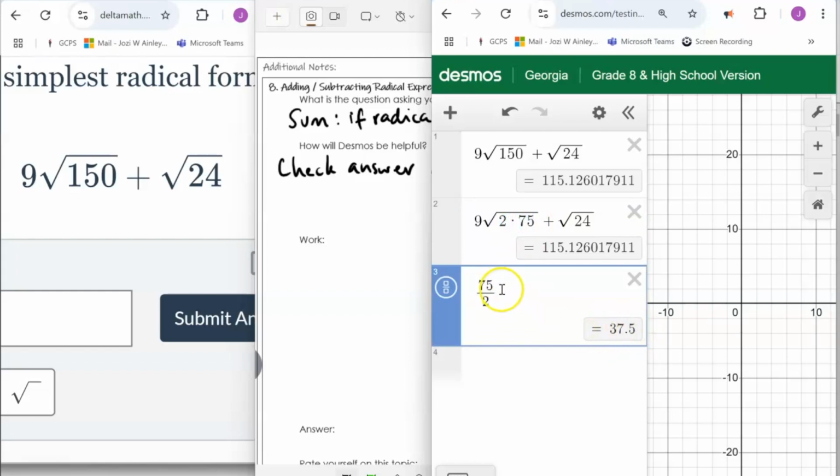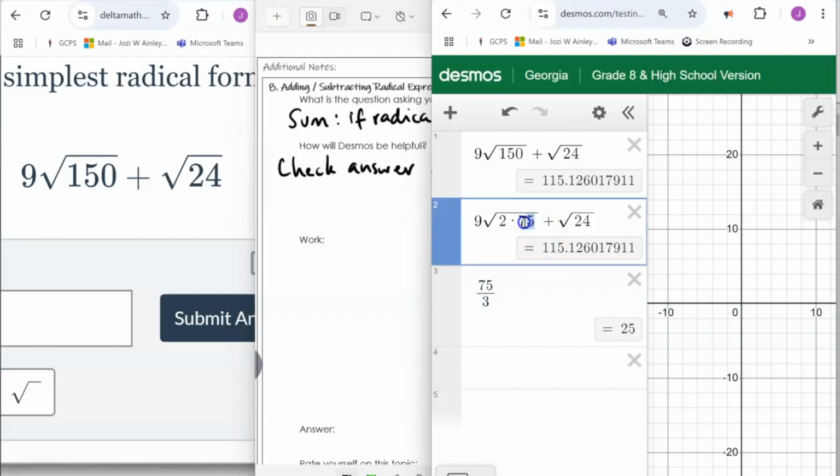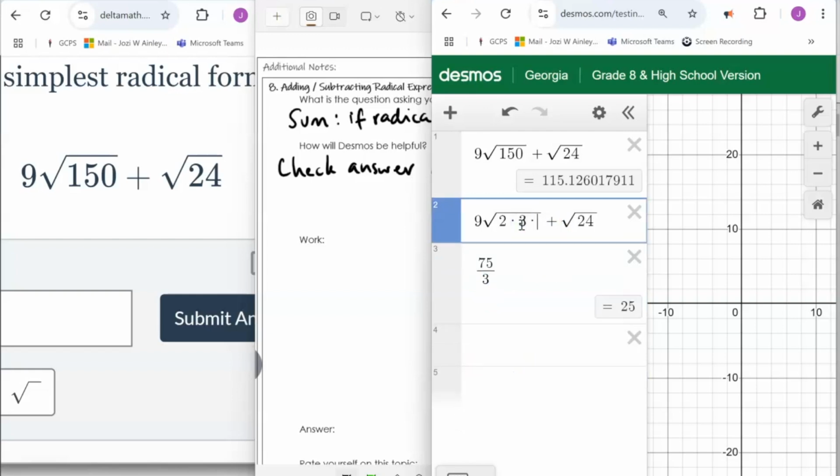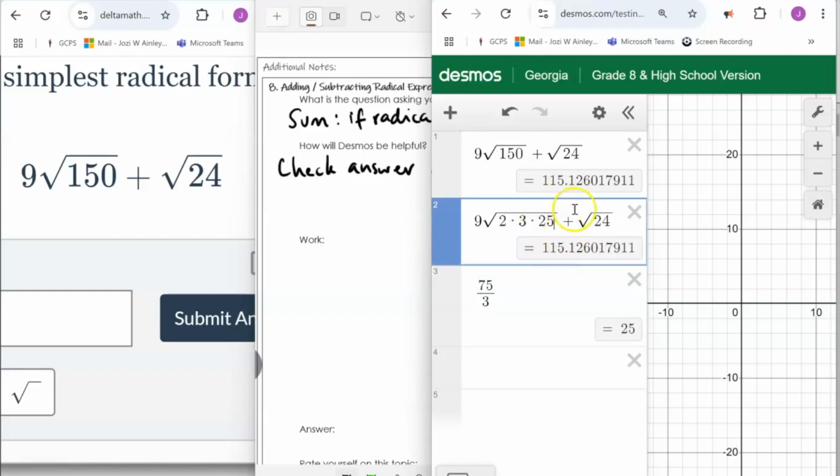It gives me a decimal, so that doesn't work with 2. Again, you should just be checking prime numbers. 3 works. So again, how do I replace 75? 3 times 25. So I come right here and I go 3 times 25. Do I get my 115? Yes. So I did this correctly.